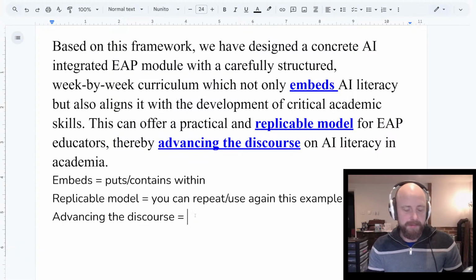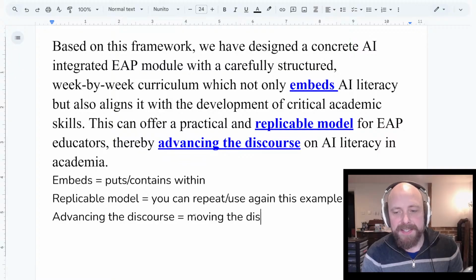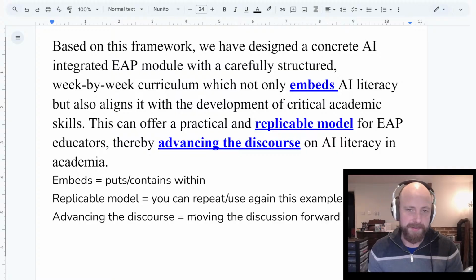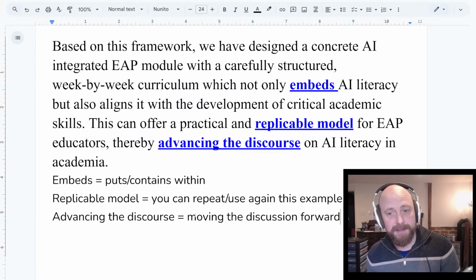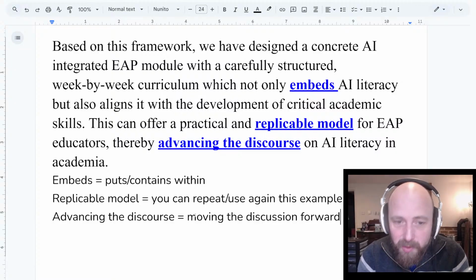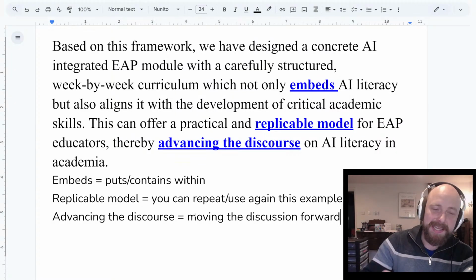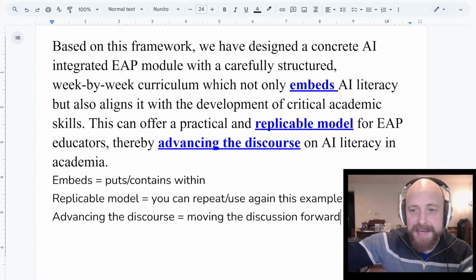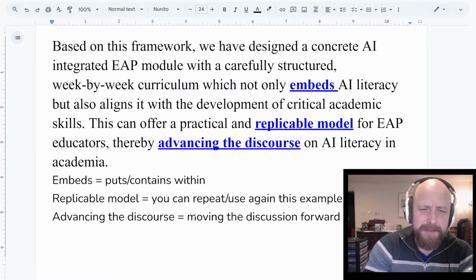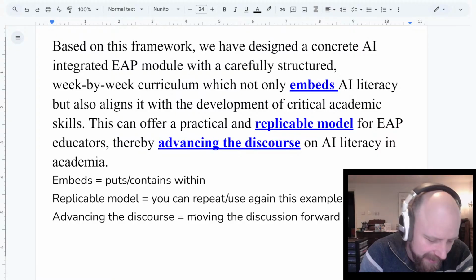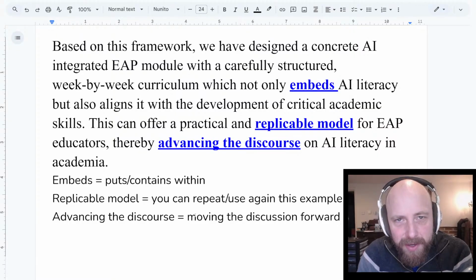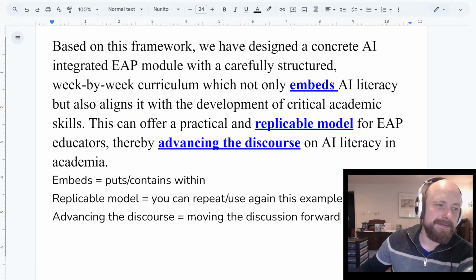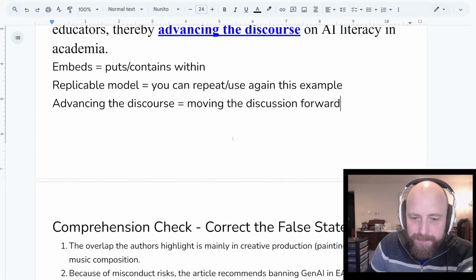Okay. So it means we're moving the discussion forward. Advance means move forward. And the discourse is the discussion. So we're moving this discussion forward. Okay? The discussion has been here for a while, and now we're moving it forward. We're taking it to the next step. We've been talking about the problems with AI for ages. Now it's time that we make this framework and we start teaching it. So we're moving the discussion to the next step. Okay, we're pushing it forward.